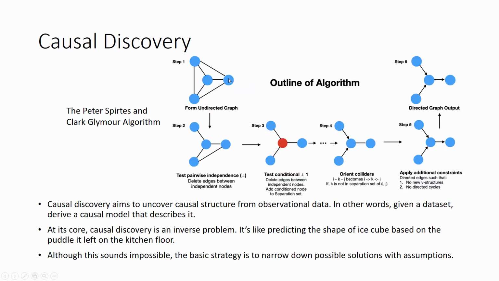The process of causal discovery aims to uncover causal structure from observed data. In other words, given a data set, we need to design a causal model that describes it. So a causal model will be like a graph of things depending on each other and causing each other. At its core, causal discovery is basically an inverse problem. I mean, if you look at the water that is spilled on the floor, you have to predict the shape of the ice which caused the melted water to flood the floor. Although this sounds impossible, the basic strategy is to narrow down all possible solutions with assumptions.